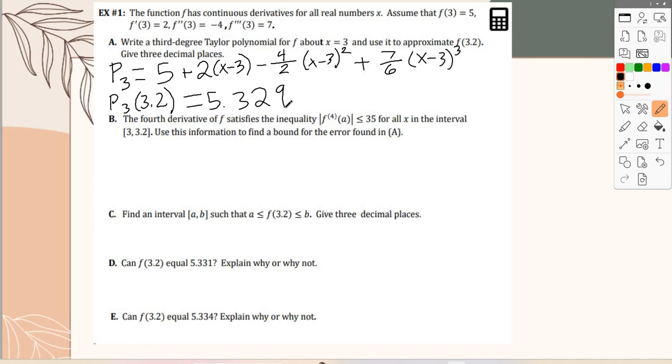So we're looking for our error, which we said is also our what? Remainder. So I'm looking for my remainder sub 3 is less than or equal to the absolute value of the maximum of f to the, or the derivative of n plus 1. If I'm using the third remainder, then what's my n plus 1? 4.